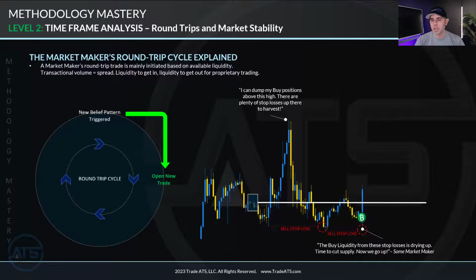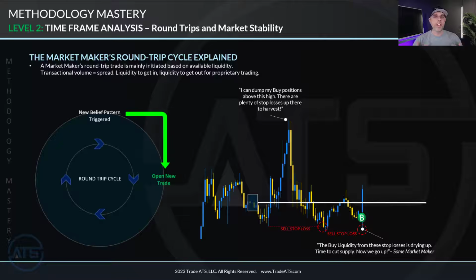So what does that mean? Well, they're thinking the buy liquidity from these stop losses is drying up, time to cut supply, now we go up. So the market maker is buying up those stop losses and then cutting supply to the market. When you cut supply to the market, it naturally goes up. How can they do that? Because they control the gates of supply.